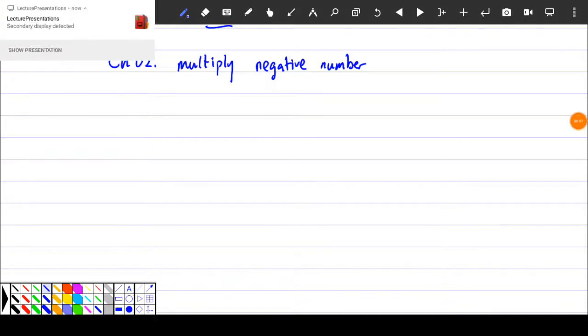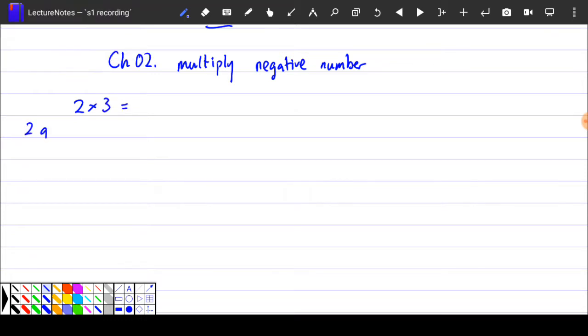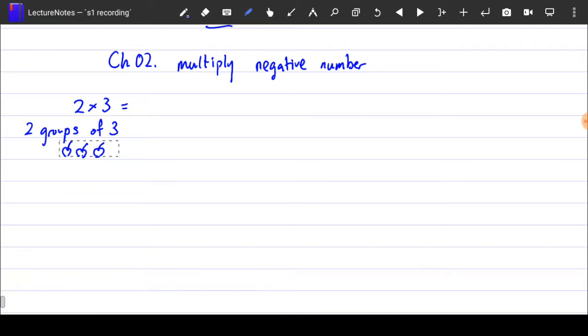Alright, so now we talk about multiplying negative numbers. Let's say I have 2 times 3. In primary school we learned that this is 2 groups of 3. So let's say I have an apple, an apple, an apple. This is one group. And if I were to repeat this, it will be 6, right?